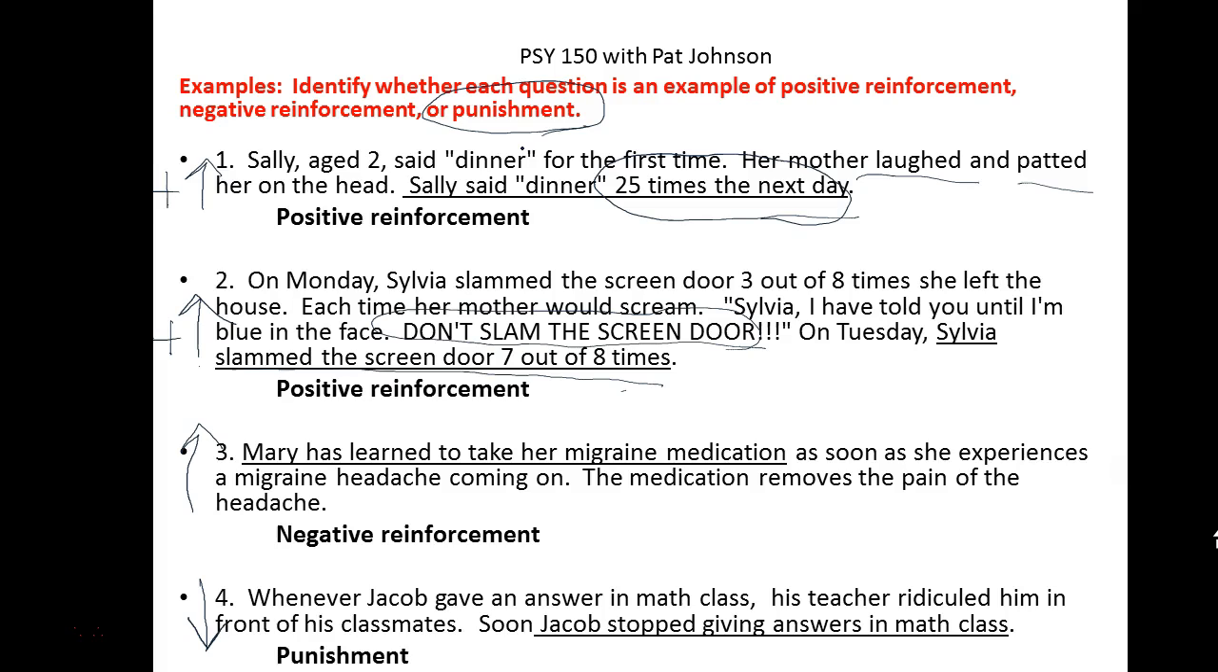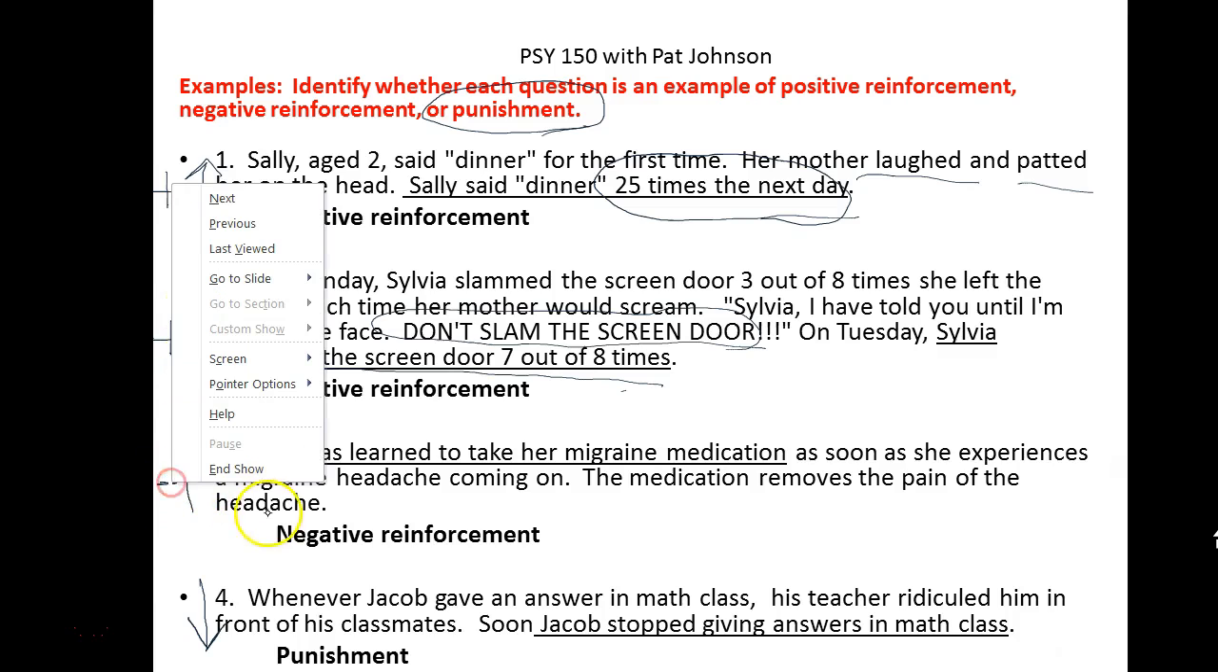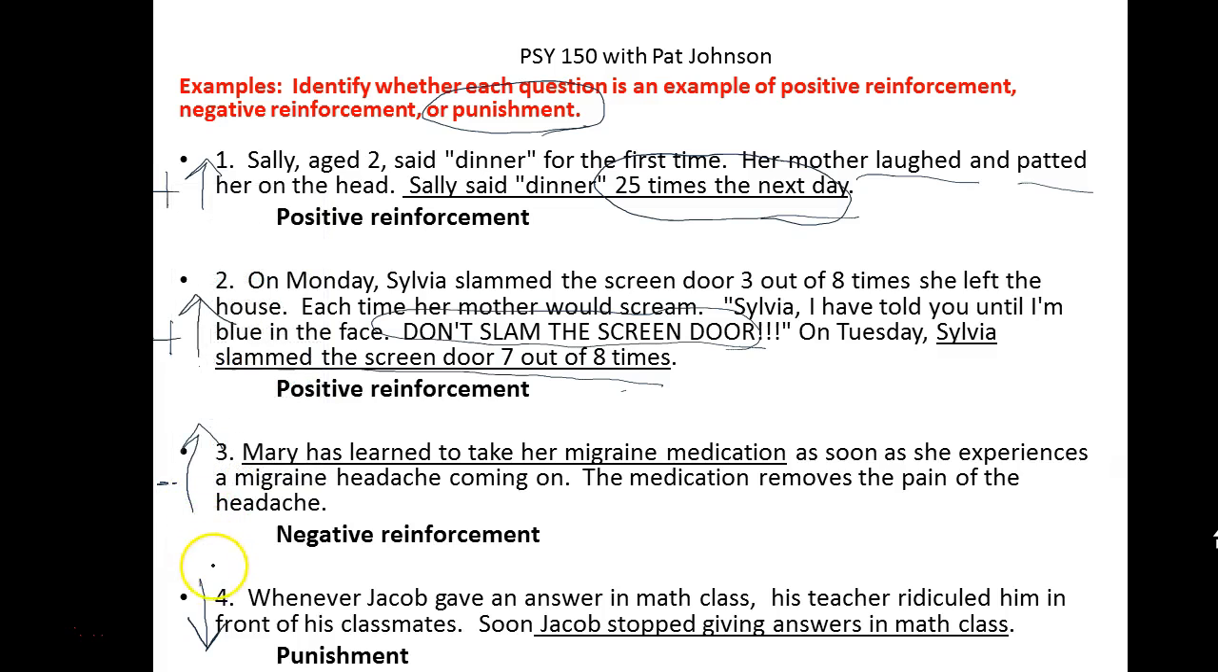So there you have it. You might want to go through this lecture a couple times. Reinforcement increases behavior, punishment decreases behavior. To have positive reinforcement, something is added and the behavior increases. When it's negative reinforcement, something is removed and the behavior increases. In punishment, the behavior decreases.